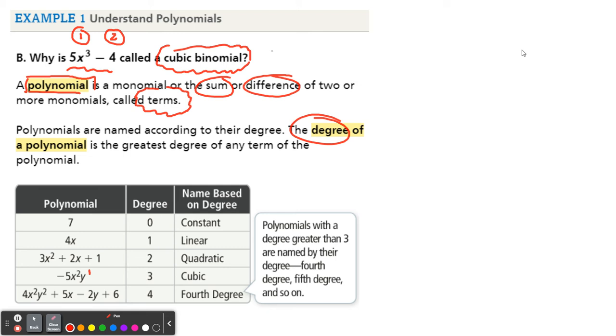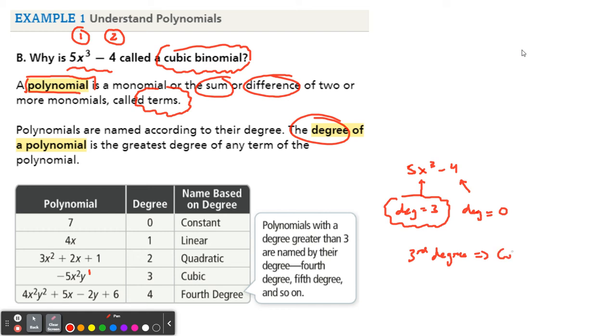Okay. So in this problem, the reason it's called cubic is because if you look at your 5x to the third minus 4, this first term has a degree equal to 3. And this constant term has a degree equal to 0, right? There are no variables. So you pick the highest one. The third degree is the highest. So if it's a third degree, we call that cubic.